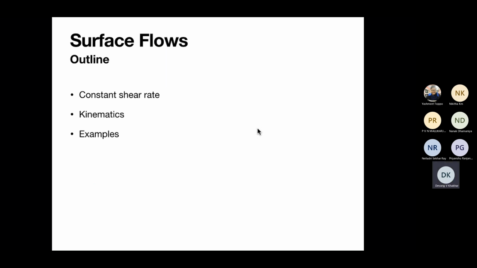And so today I'll continue with this, and then we'll look at some simplifications. What happens if the shear rate is a constant? This happens in some cases. We look at the kinematics, that is, let's say if your flow is on a heap, then how does the heap shape change with time? Can we describe that? And then we'll do some simple examples. So today we'll probably not reach the examples, but we'll start looking at them. Okay. So any questions on this so far?